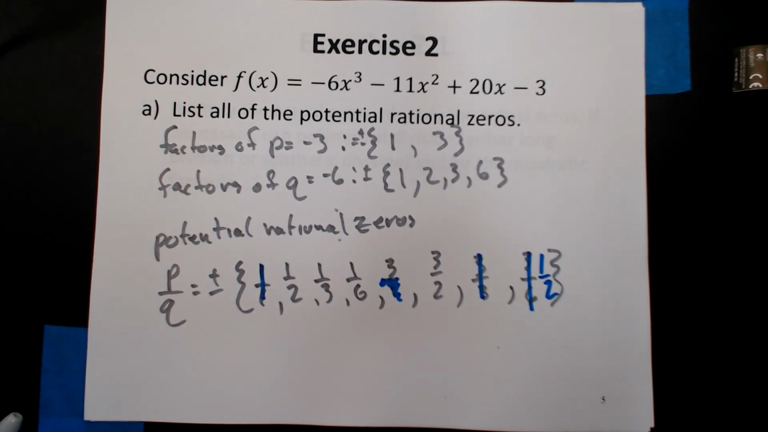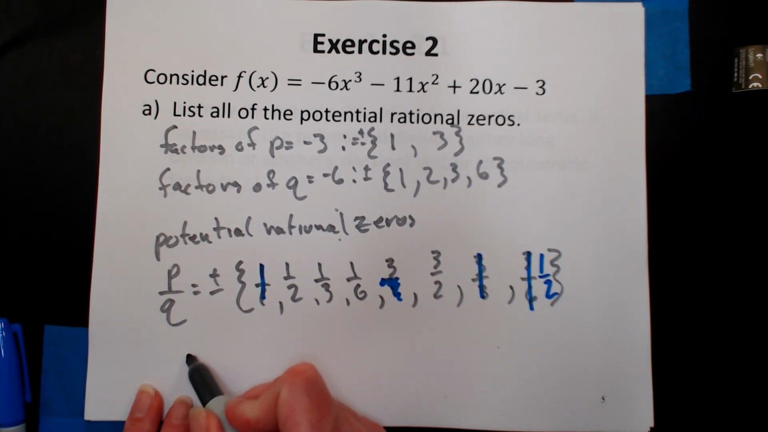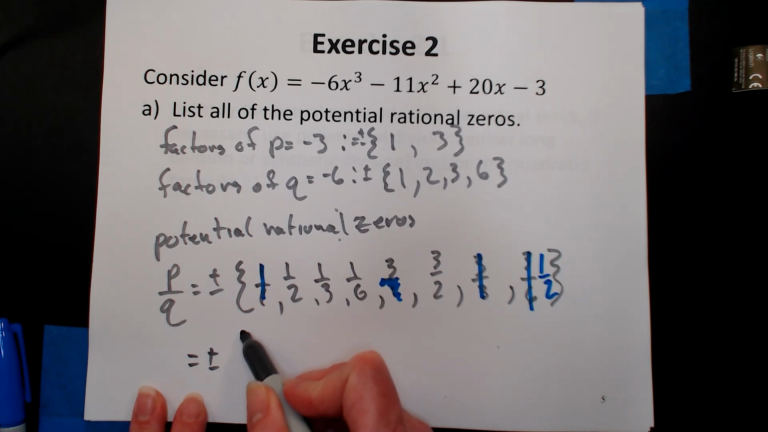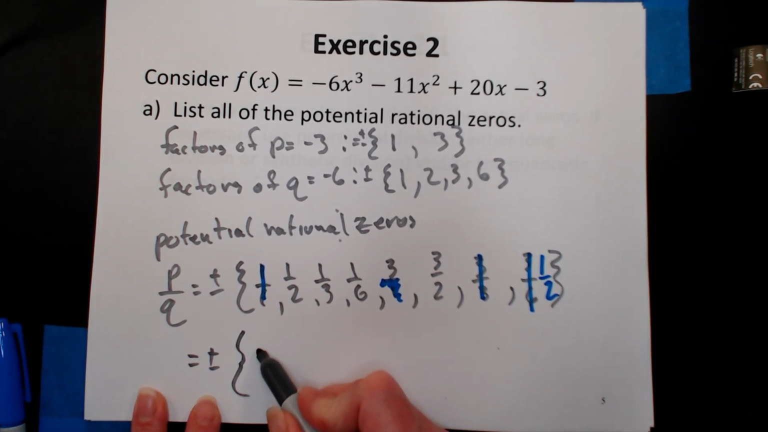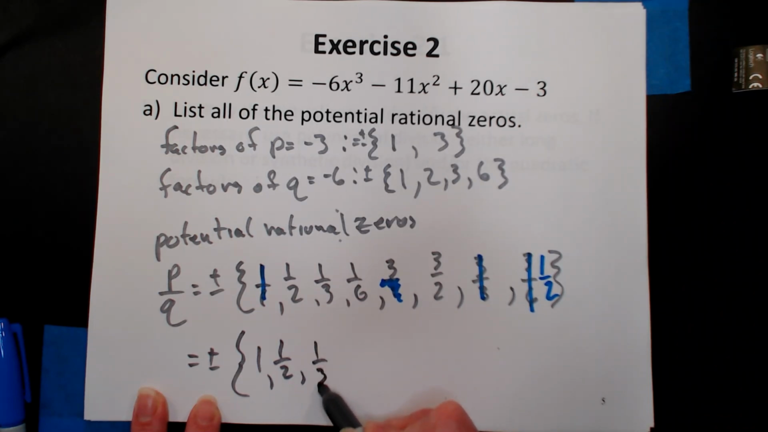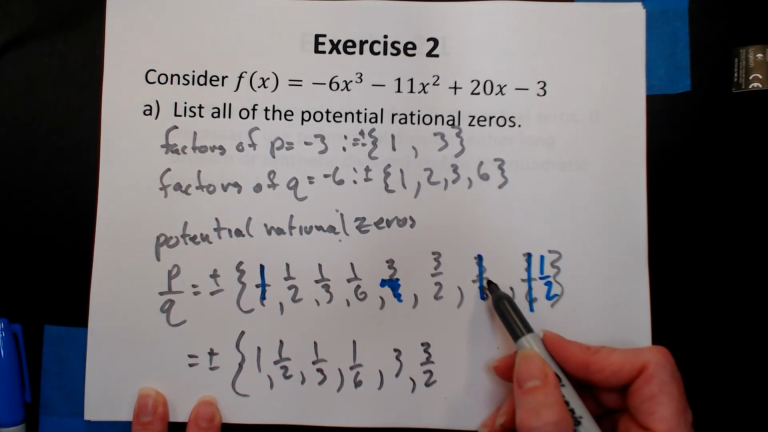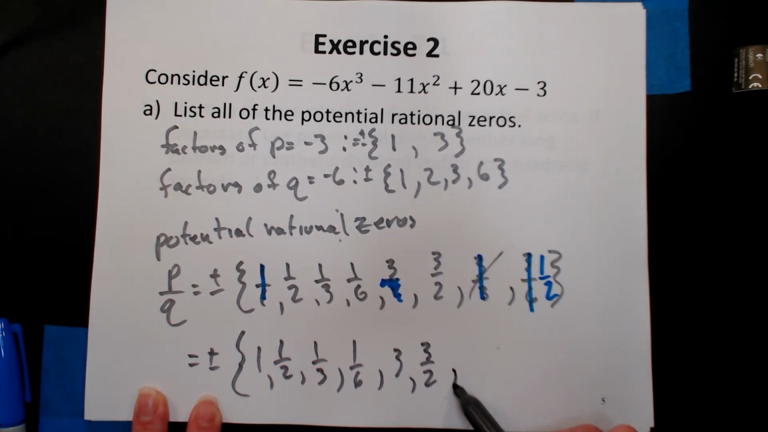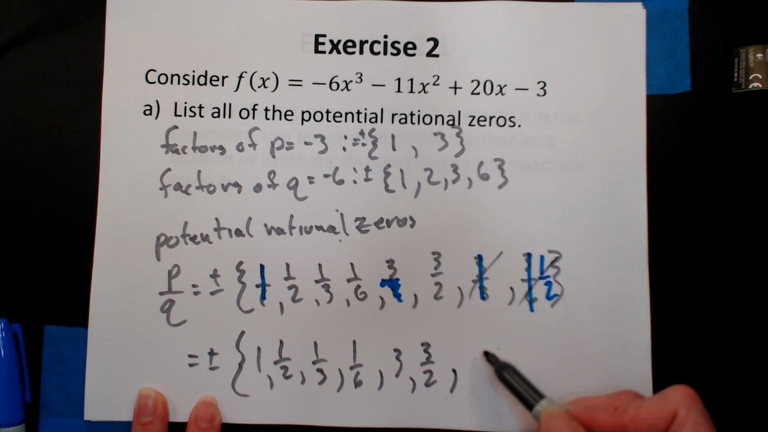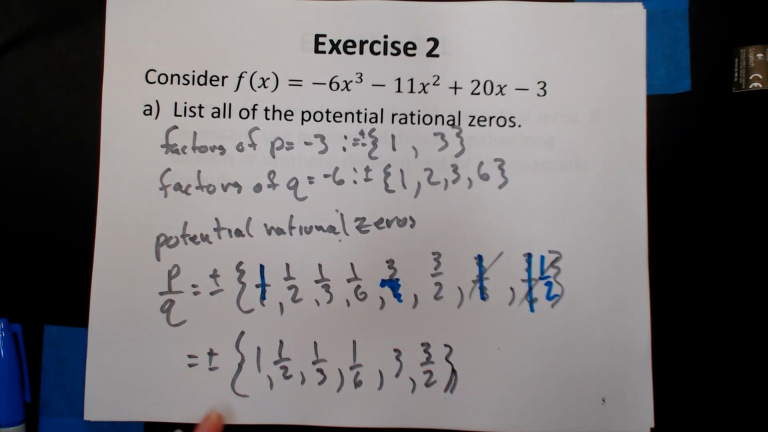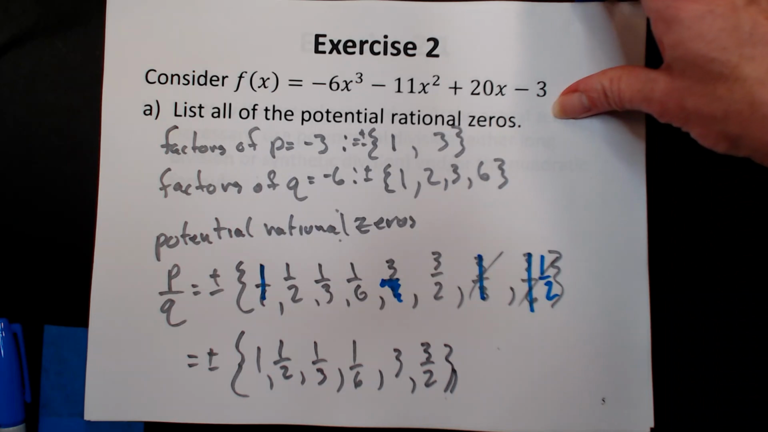So actually, our list should be plus or minus, and Hawks will have the plus or minus, and they should have the curly braces there for you as well. 1, 1/2, 1/3, 1/6, and then 3, and then 3/2. We already have 1, so we don't need that 1, and we already have a 1/2, so we don't need that 1/2, so we're done here. So that's a list of all our possible zeros.